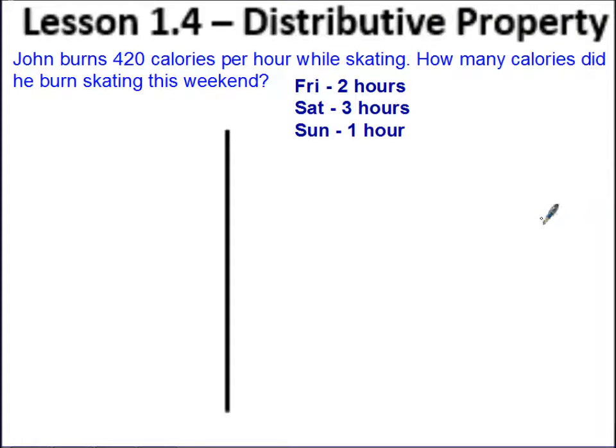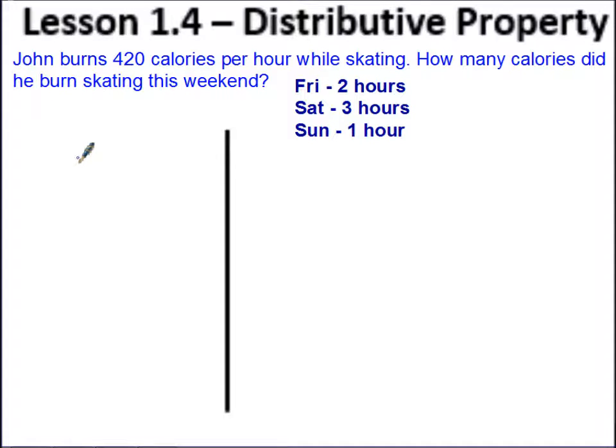Okay, now we're going to talk about the distributive property. So to do that, we're going to look at a problem. John burns 420 calories per hour while skating. How many calories did he burn skating this weekend? And here's the amount of time that he spent skating. There's two different ways we can do this problem.